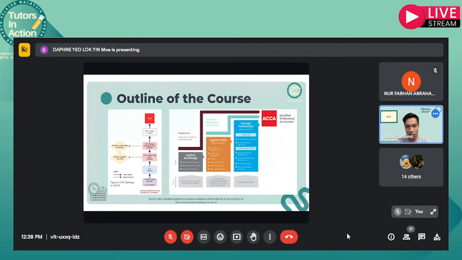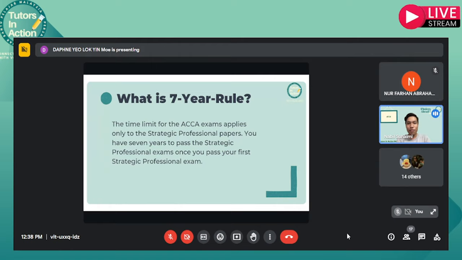Moving on to the next slide. What is the 7-year rule? Doing ACCA is completely on your own. There isn't a specific time frame for you to complete it. You can do, for example, halfway, and then decide to just work. While working, you can do part-time learning for ACCA.